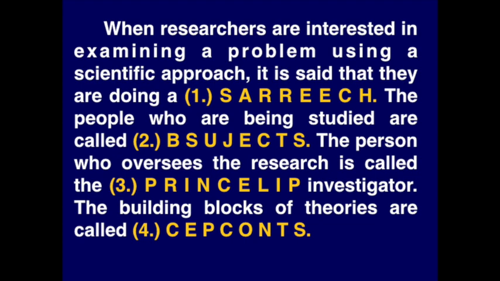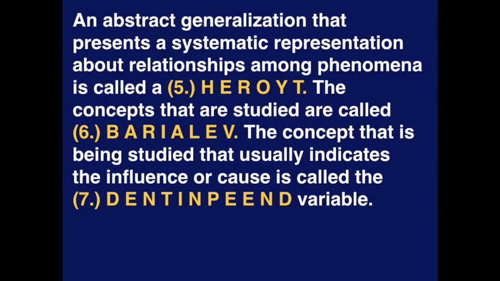When researchers are interested in examining a problem using a scientific approach, it is said that they are doing a blank. The people who are being studied are called blank. The person who oversees the research is called the blank investigator. The building blocks of theories are called blank. An abstract generalization that presents a systematic representation about relationships among phenomena is called a blank. The concepts that are studied are called blank.